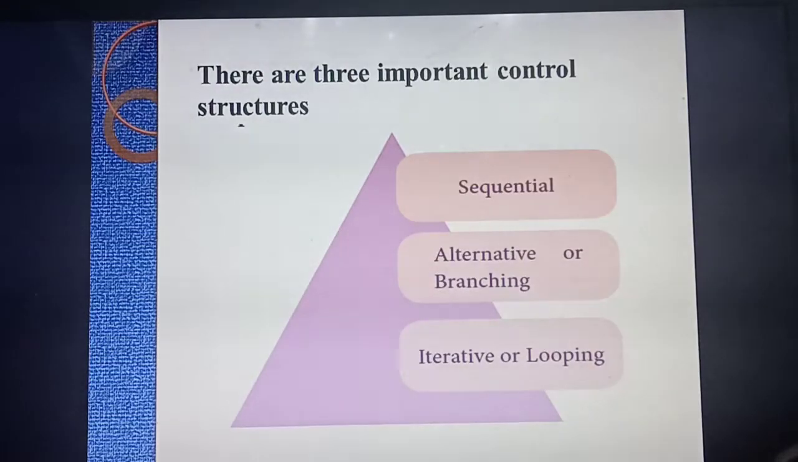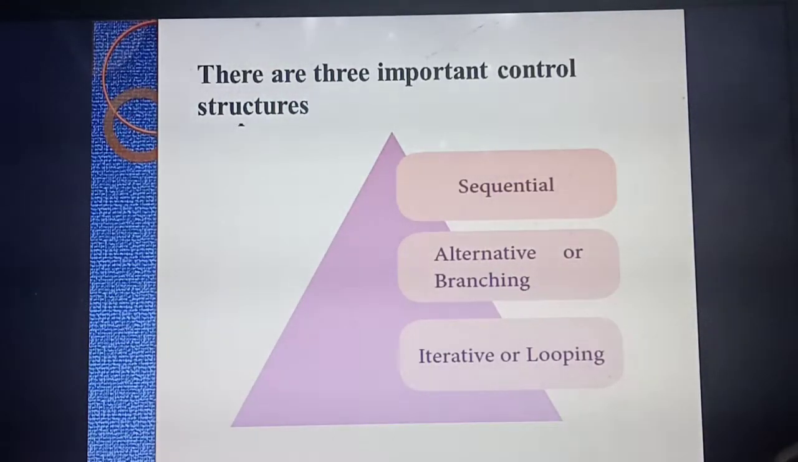What do you mean by sequential? Sequential means the program will execute one by one, one line after the next line. Alternative means the flow of control jumps from one part of the program to the next part based on the condition, isn't it? Iterative or looping means a particular set of codes need to execute multiple number of times. That kind of statement is called which one? Iterative or looping statement. Okay.